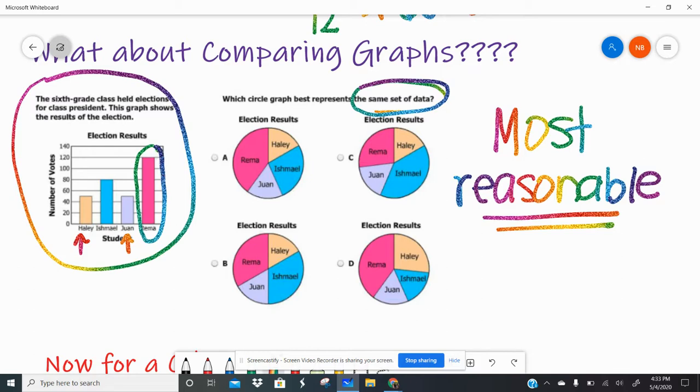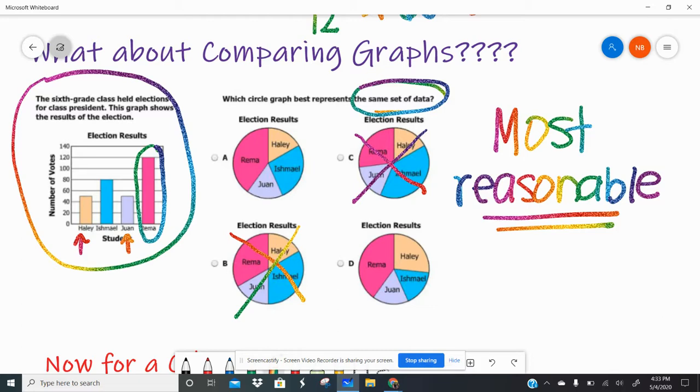So in my circles, I can eliminate the graphs where Rema is not the biggest piece. So I can get rid of C. And B down here, Ishmael and Rema look tied, and they definitely were not tied on the bar graph, so I can eliminate B. So that leaves me A as a possibility, and then D as a possibility.